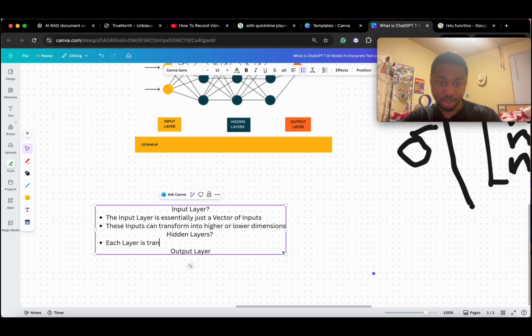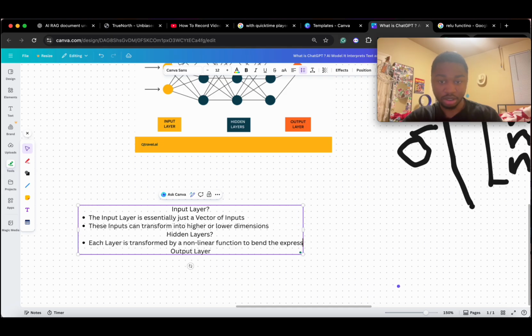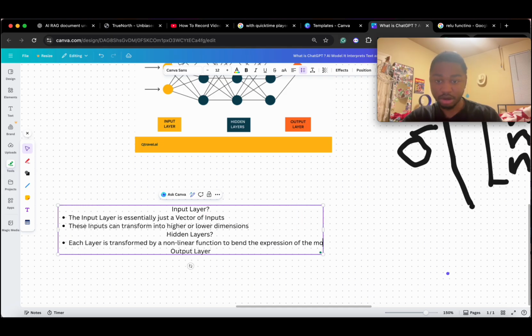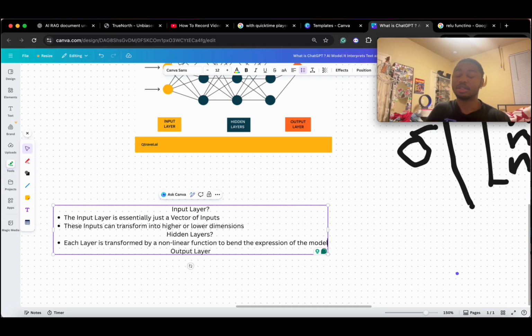Each layer is transformed by a non-linear function to obtain the expression of the model. And so, this makes sense. I like to think of this more on a philosophical level, right? Or I guess you could say logical.